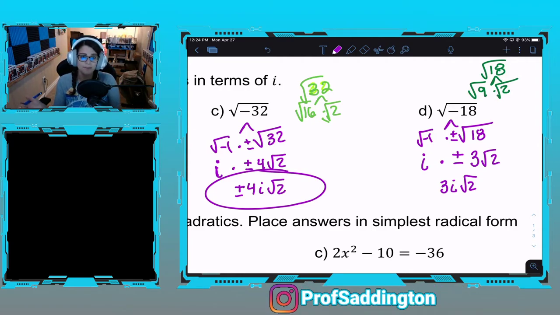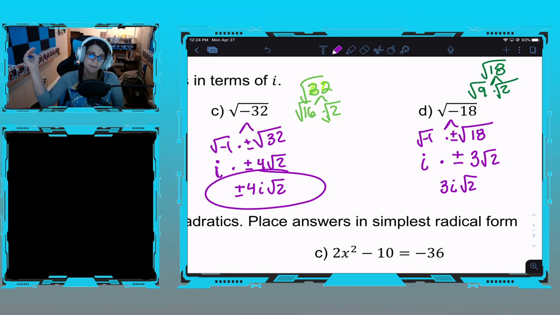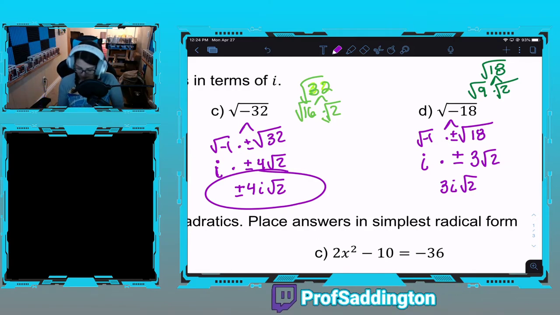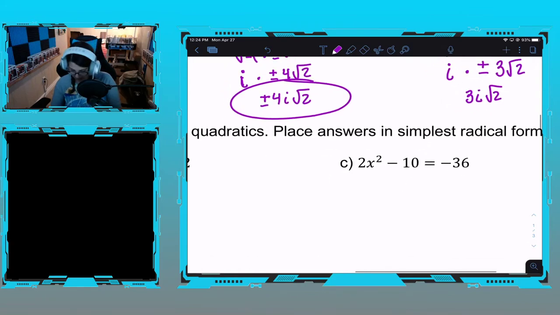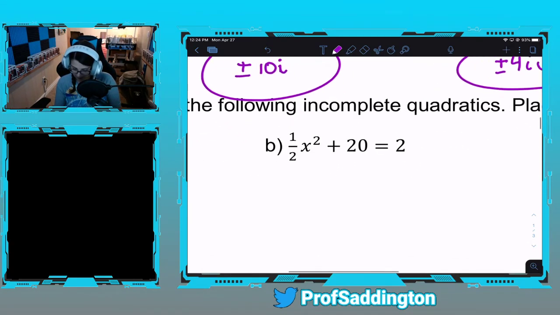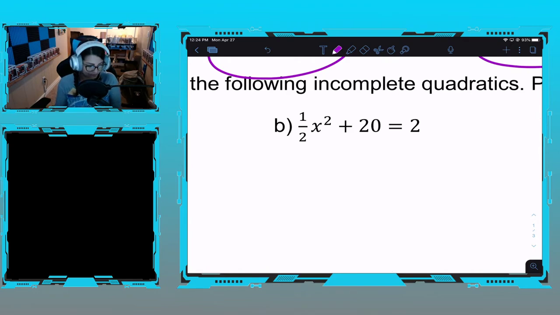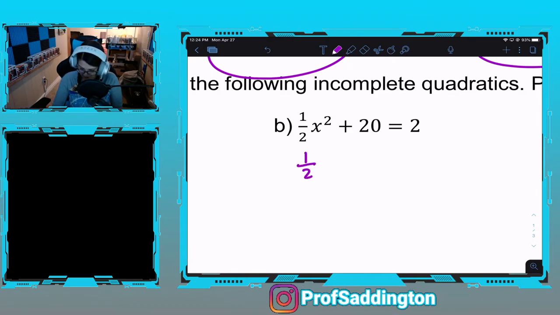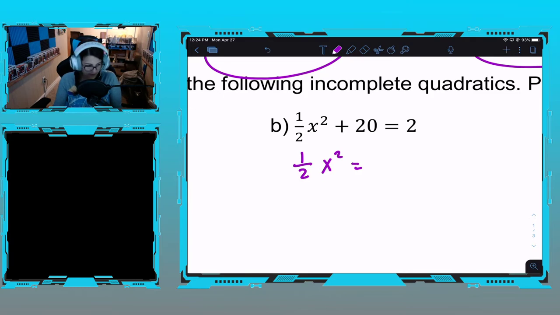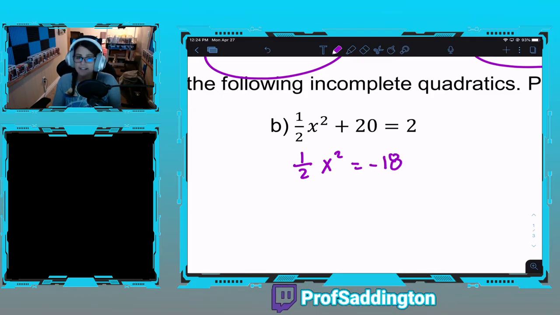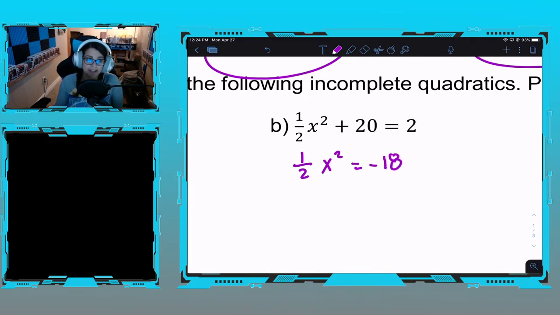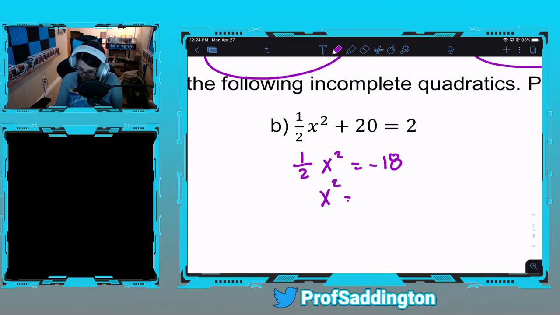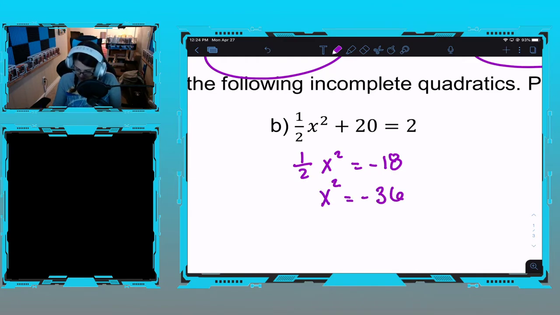So let's try some where we mix what we did in that warm-up up top with this new process that we just learned. So I'm going to skip A because it's a little bit boring. So let's go to B in the next section. So if I want to solve to get x alone, I'm first going to have to subtract 20. So what do we get? -18. And then I got to get rid of that half, so I'm going to multiply each side by 2. And then I've got to undo the square, so I'm going to square root it.